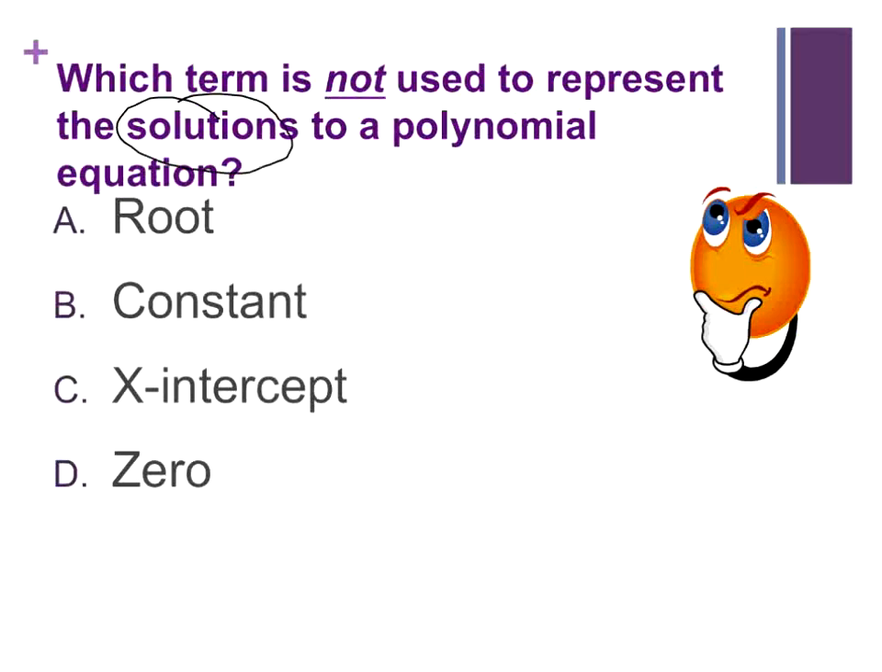So the word solution is the same as root, it's the same as x-intercept, it's the same as zero. So the only word that does not work is constant. Let's think about what a constant is. A constant just means a plain old number. So that is not a word that represents a solution. All of the others do.